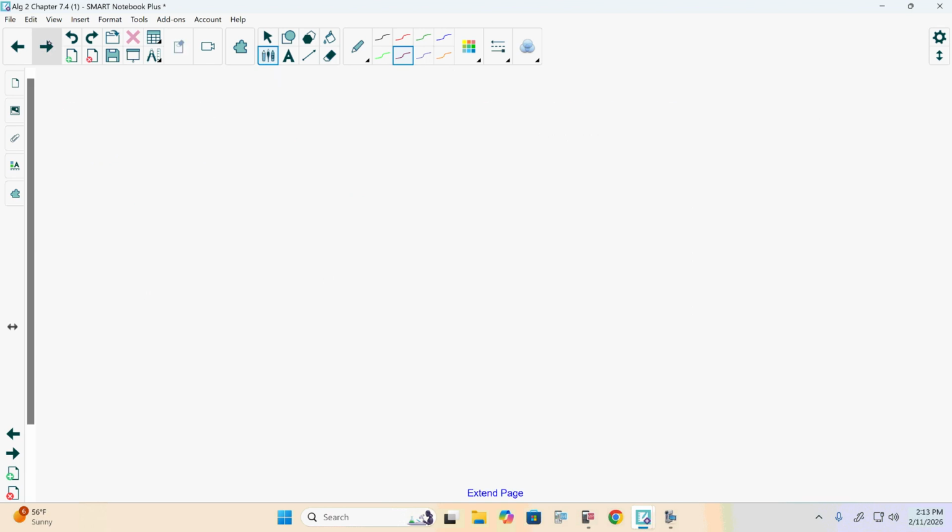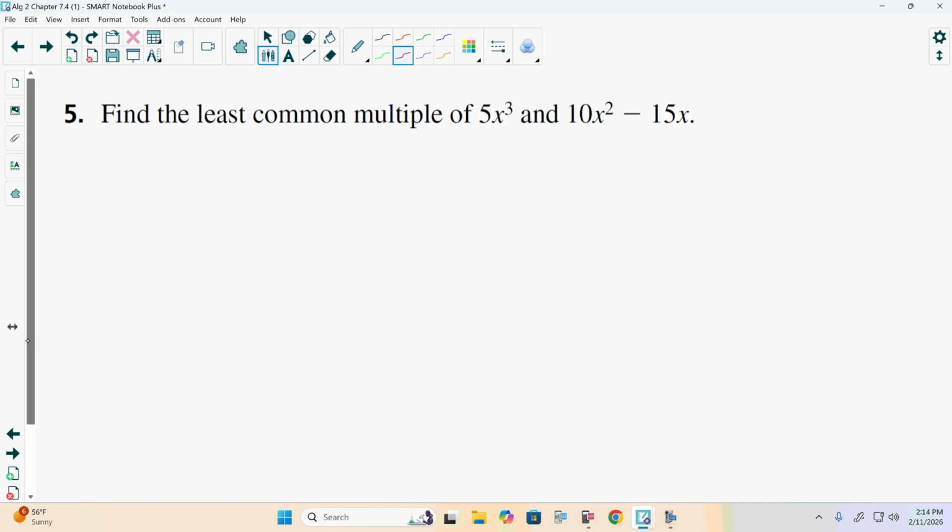Let's look at one more. 5x cubed and 10x squared minus 15x. Let's start with factoring 5x cubed. Now 5x cubed first. We ready to factor 5x cubed? Okay, we're finishing factoring 5x cubed. Because 5x cubed is one term, this is as simplified as it gets. We really can't do anything with it. It is 5x cubed. Now the 10x squared minus 15x.